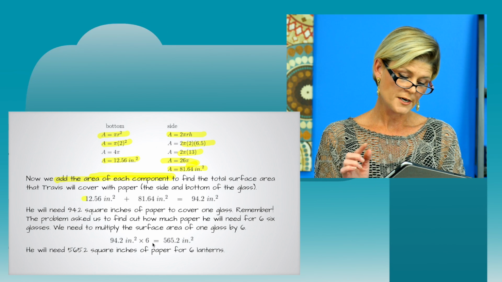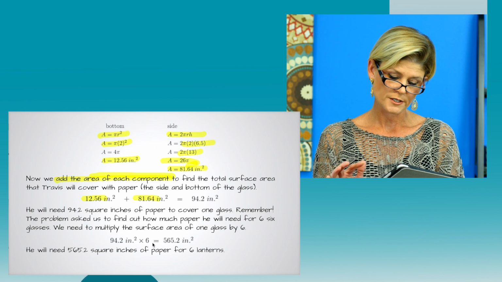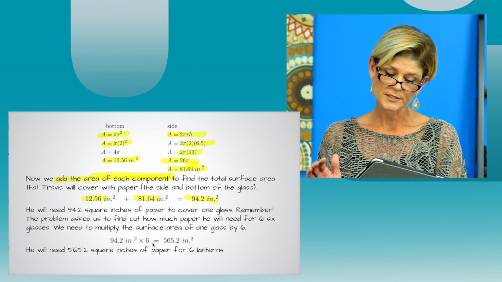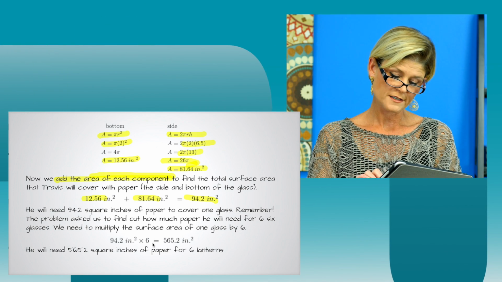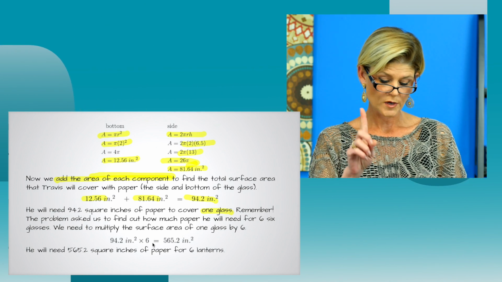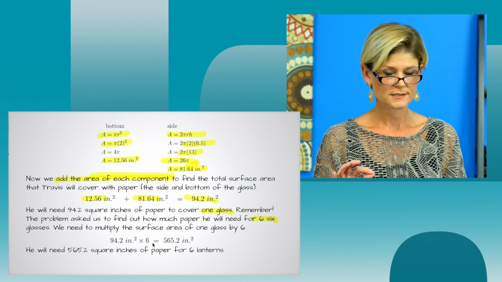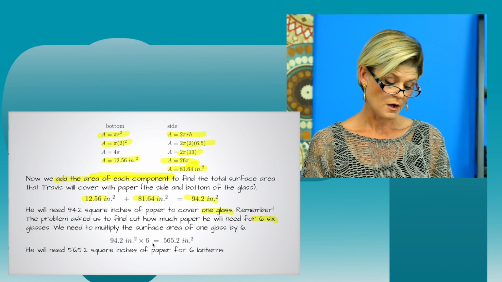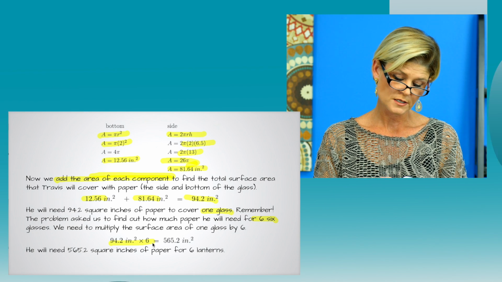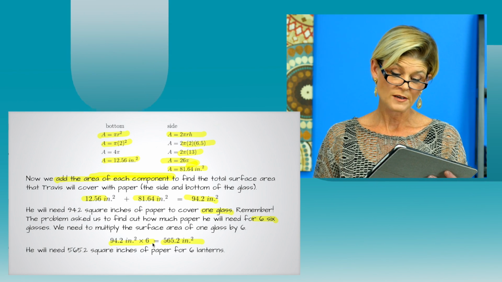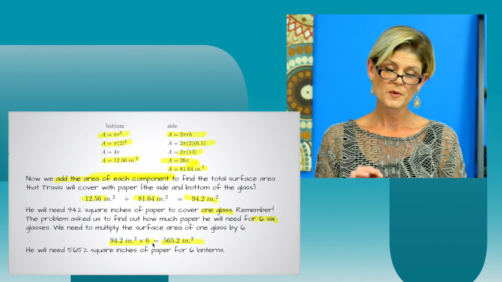So the bottom will require 12.56 square inches. The side will require 81.64 square inches. So we add those together, we get a grand total of 94.2 inches squared. Now remember, that only covers one glass, makes one lantern. The problem asked us to find how much he's going to need for 6 of them. So this is kind of the easy part. All we have to do is multiply it by 6. So we have 94.2 inches squared times 6 gives us 565.2 inches squared. So he will need 565.2 square inches of paper for 6 lanterns.